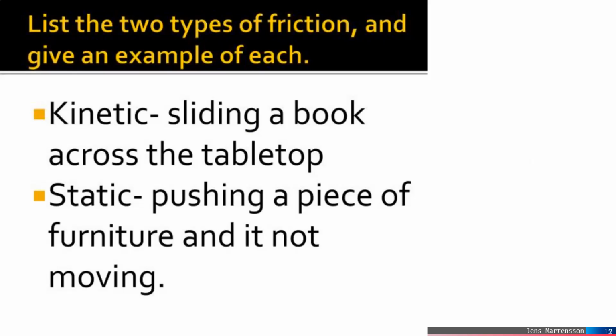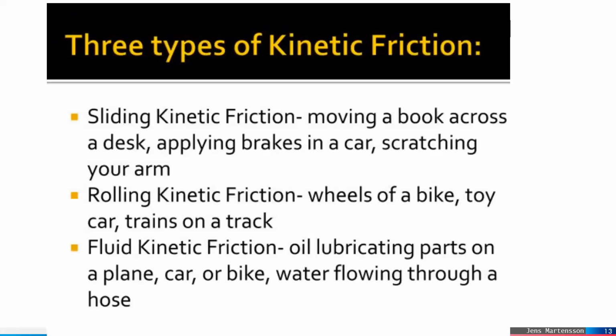Static, like if you push a piece of furniture and it doesn't move. Kinetic is when the object is moving, and while it's moving, it has friction. And static means if you push something and it doesn't move. And there are three types of kinetic friction.